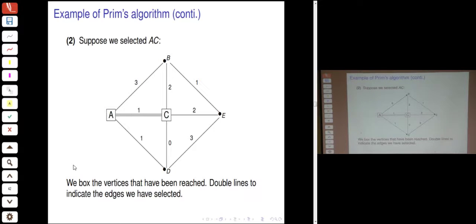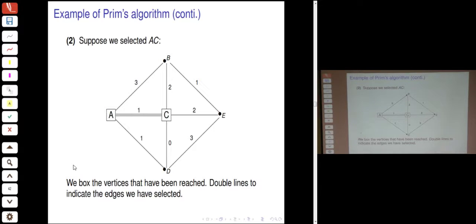Okay, so now the graph looks like this. So there are some notations. The boxed vertices mean we have covered, we have seen these. These things are already being considered. And these double lines indicate the edges we have selected. So we will never change. Once it's in, we never erase and change our mind. Okay. So here we have considered vertices A and C. We chose this edge AC. Okay. So these are what we have seen. These things are what we have not seen.